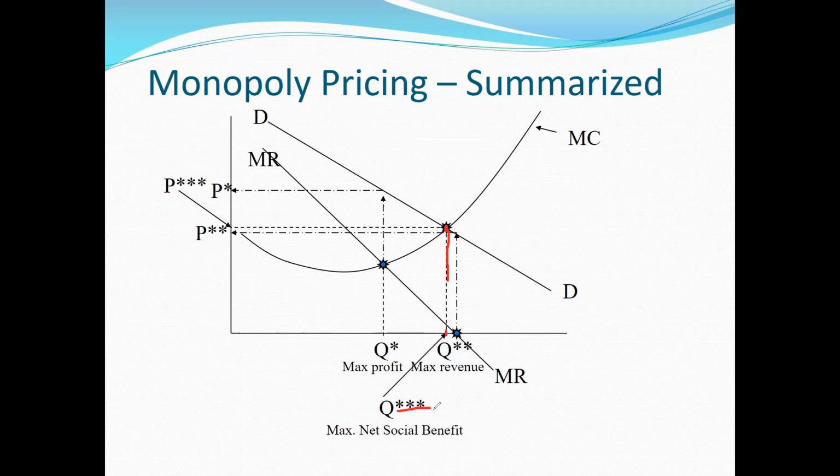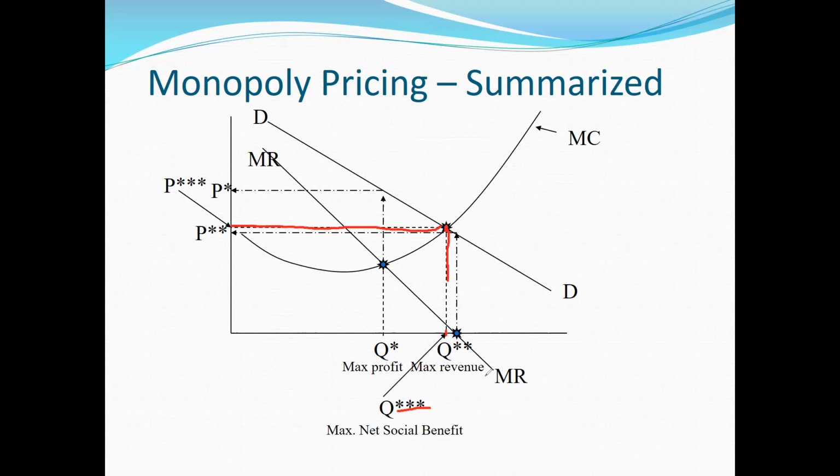Okay. And then if you project that point onto the y-axis, you get this point P triple prime, which is pointing here. And that's your maximum net social benefit price. Because we already talked about the max profit and max revenue prices last time, but this max net social benefit pricing is where marginal cost is equal to the demand curve.